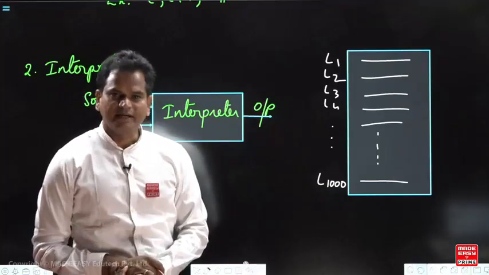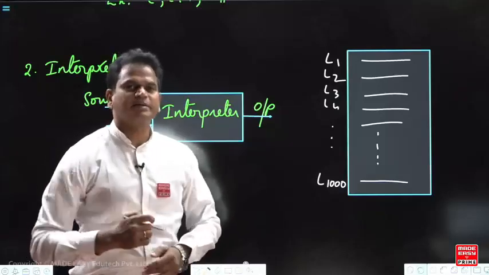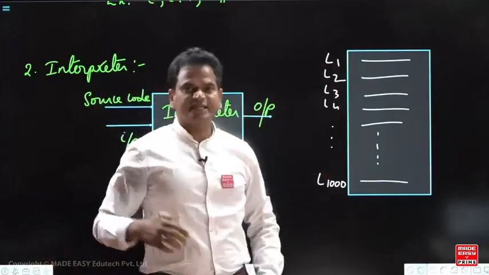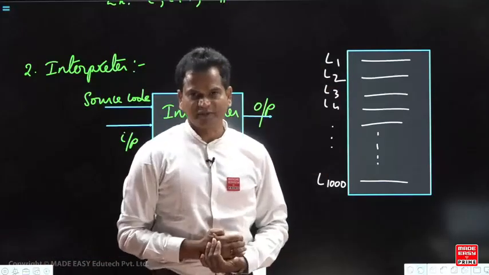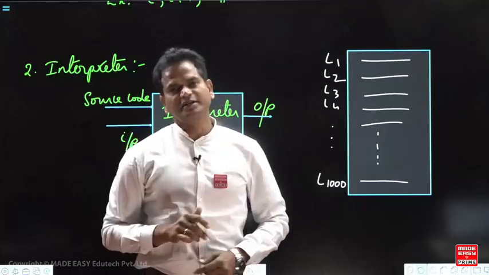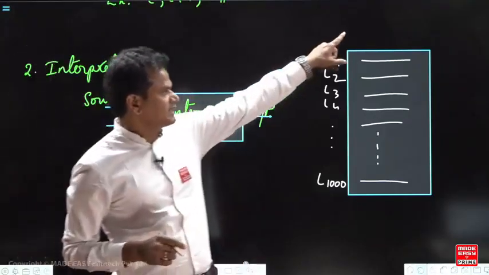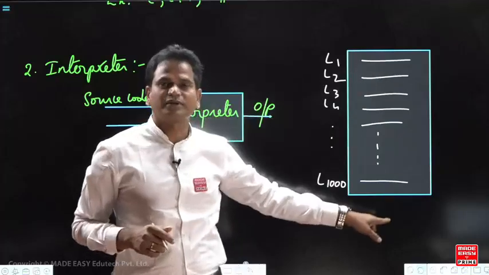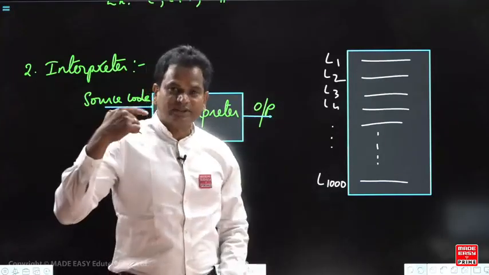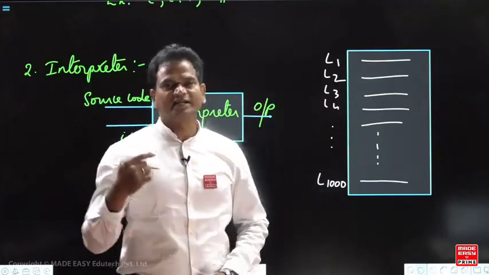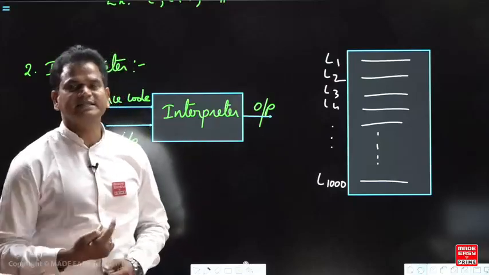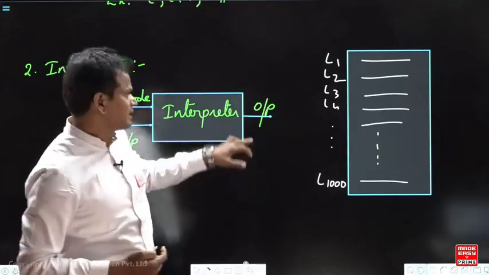Okay? In the case of an interpreter, there is no question of intermediate language. In the program itself, we pass the inputs. If you change the inputs, then the interpreter again executes from top to bottom. So that is the reason the output by an interpreter is slower than the compiler.